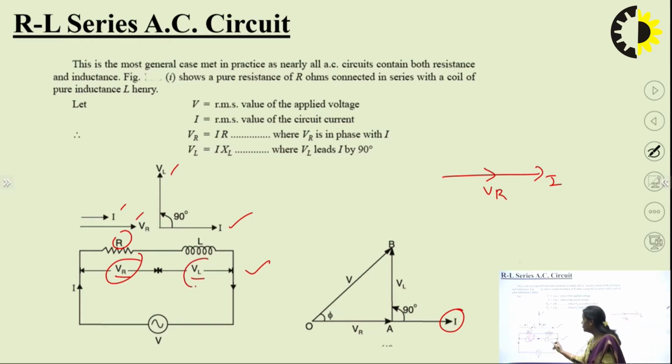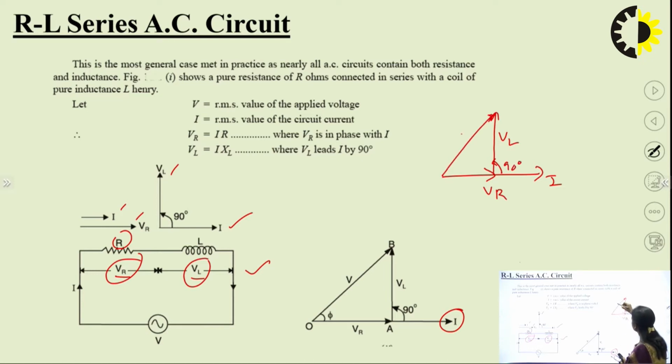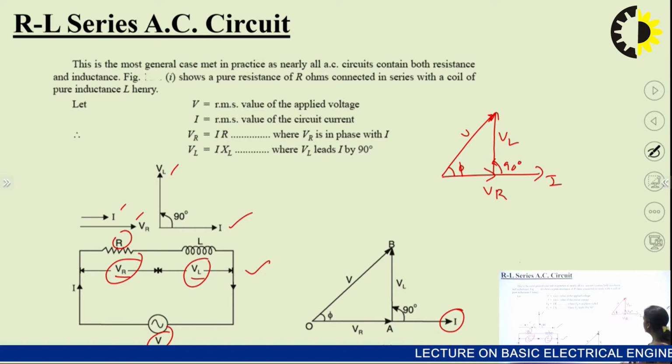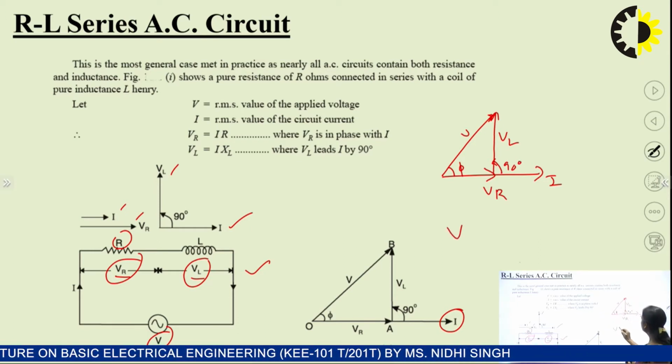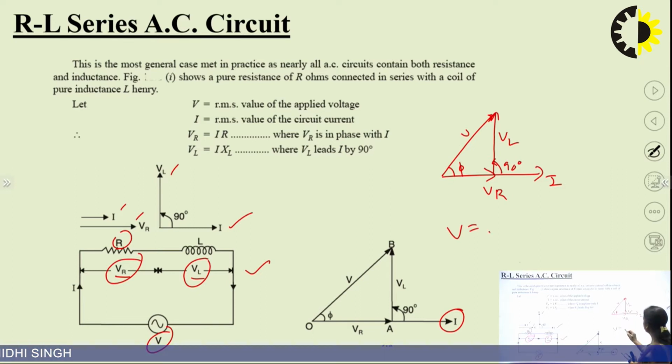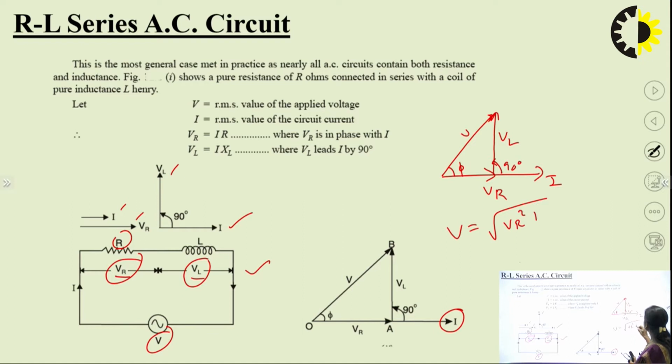Now you want to draw VL, right? You know that this VL will lead the current by 90 degree. So where will you draw? You will draw VL here. So this is leading by 90 degree. And the resultant of this will be equal to V. This you can denote with angle phi. So this V is basically the phasor sum of VR and VL. So from this phasor diagram, you can easily find V. You can write V is equal to under root VR square plus VL square.